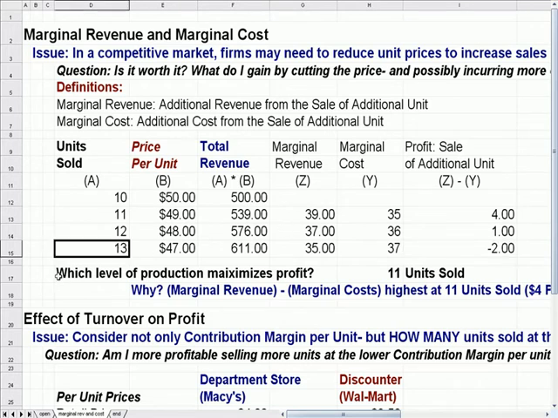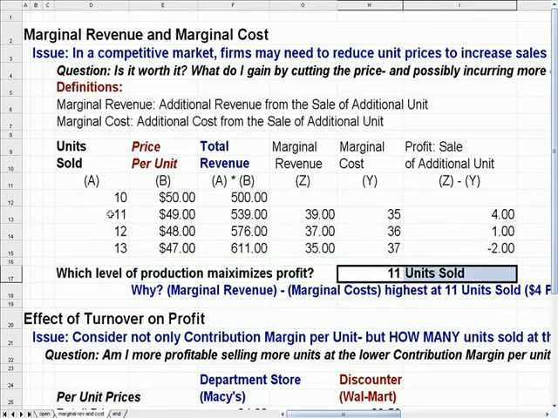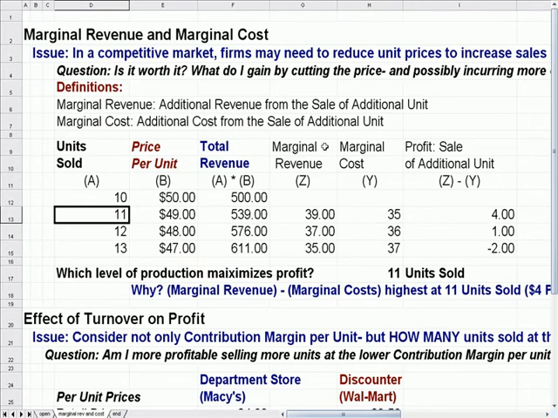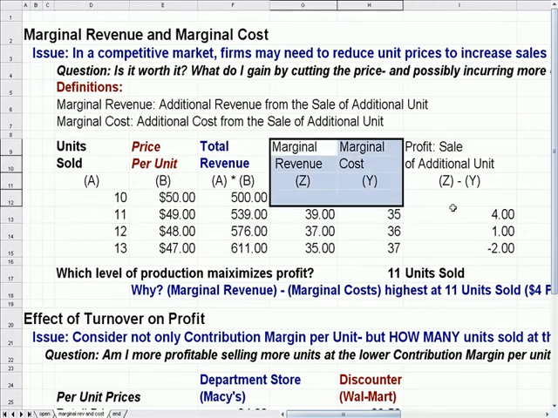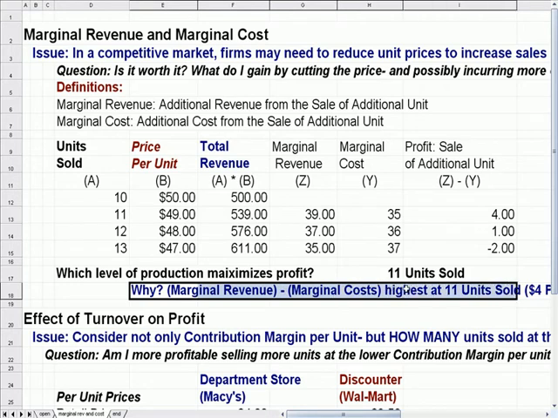And in fact, which level of production maximizes profit? It's 11 units sold, because at 11 units, my marginal revenue less cost is $4 higher. That's better than 12 units or 13 units. Why? The marginal revenue less marginal cost is highest at 11 units sold.